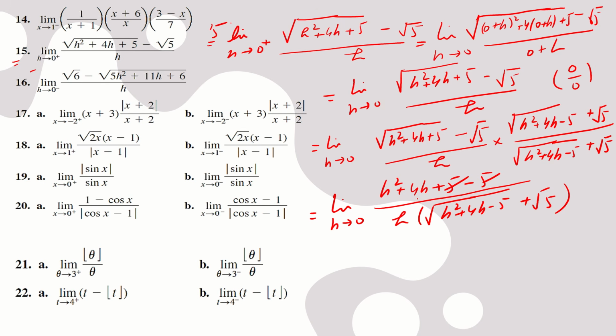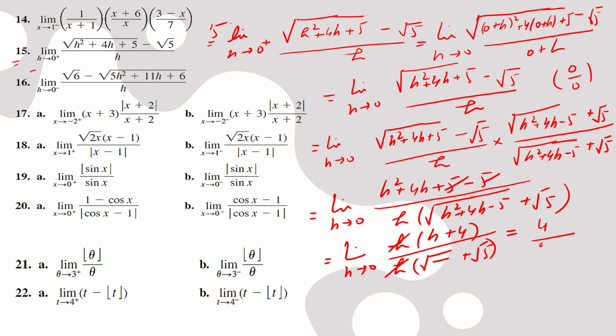Cancelling these two together, and then we can take h common from it. So we have limit h goes to 0, h into h plus 4 divided by h into this whole quantity again, under root this one plus under root 5. We cancel these together, and then applying limit h goes to 0, we get 4 in the numerator, whereas in the denominator we get 2 under root 5.